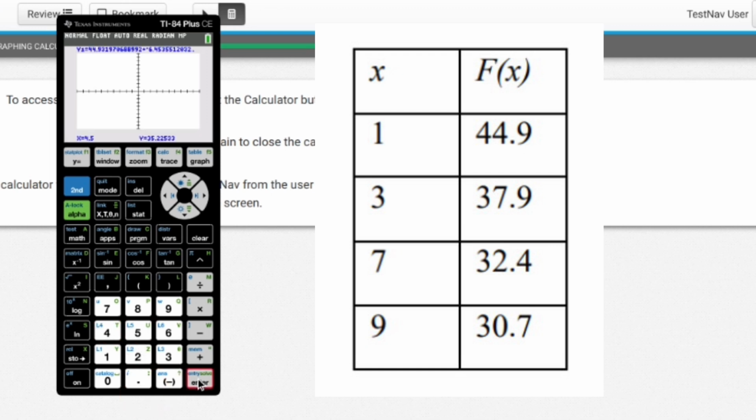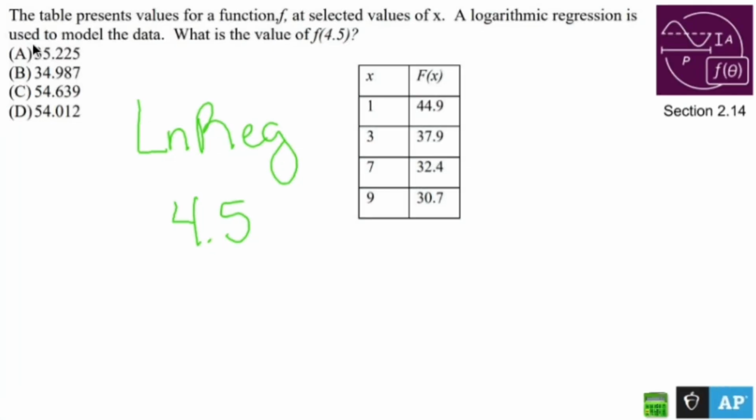4.5, enter gives me 35.225, which is going to be A. So let's go back and circle it. All right, so that's ln reg for you. You got A. Pretty standard. If you've seen my videos, we've done a lot of regression. ln is just another one to throw onto the pile.